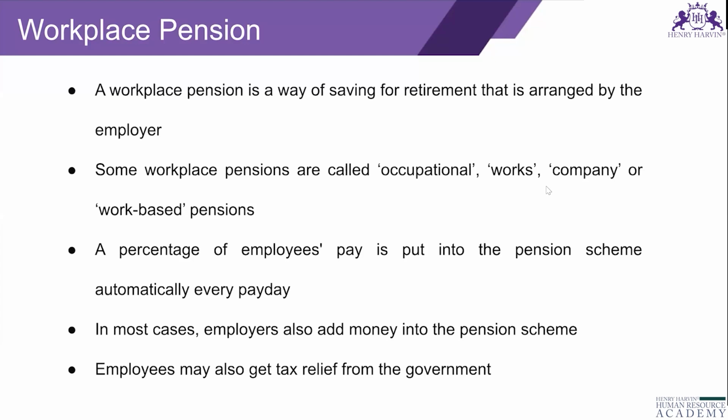So what is the minimum percentage now? Earlier it was less, now it is 8% in total. 5% the employee has to contribute, and 3% the employer has to contribute minimum. Not less than that. Now this is a new rule. Earlier it was 1 and 2% when it started. It was on a very small scale, but it is mandatory for employers.